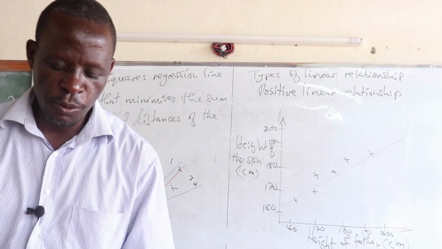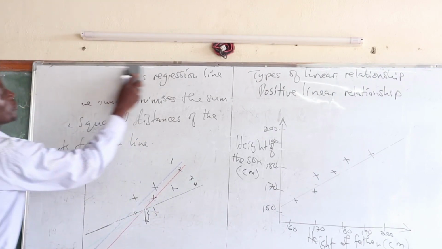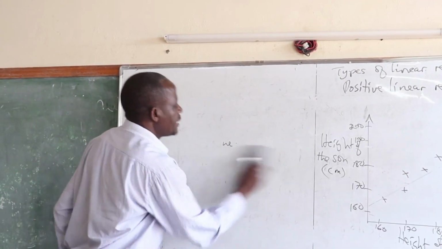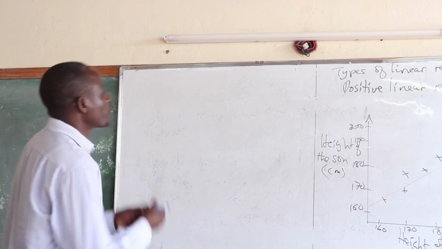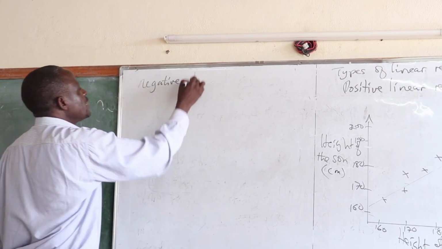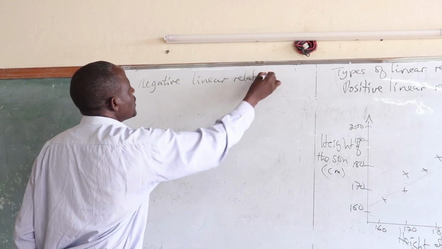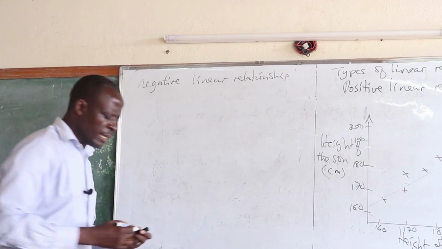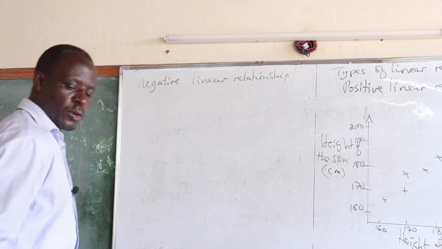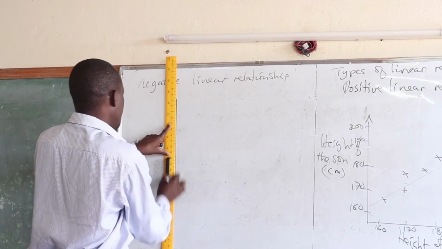Then we have number 2 as the other type of linear relationship, which is the negative linear relationship. This is when one variable is increasing and the other variable is decreasing. For example, we can have this.